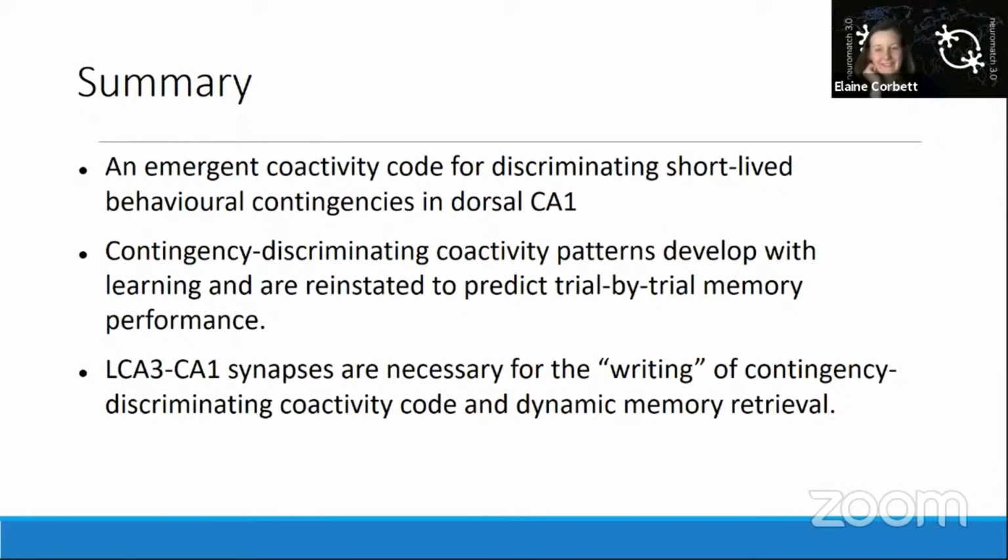Thank you so much. That's really impressive work. I'm unfortunately a bit out of my depth, so I hope there'll be some questions from the audience. But maybe could you talk a bit more about the mechanism that blocks the coactivity patterns?